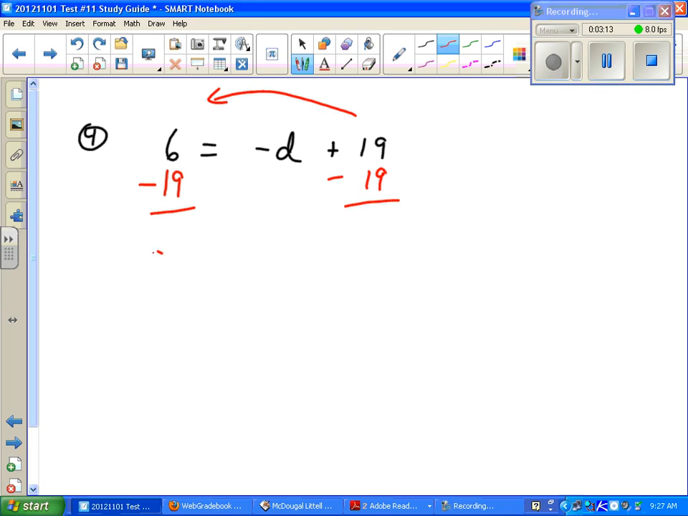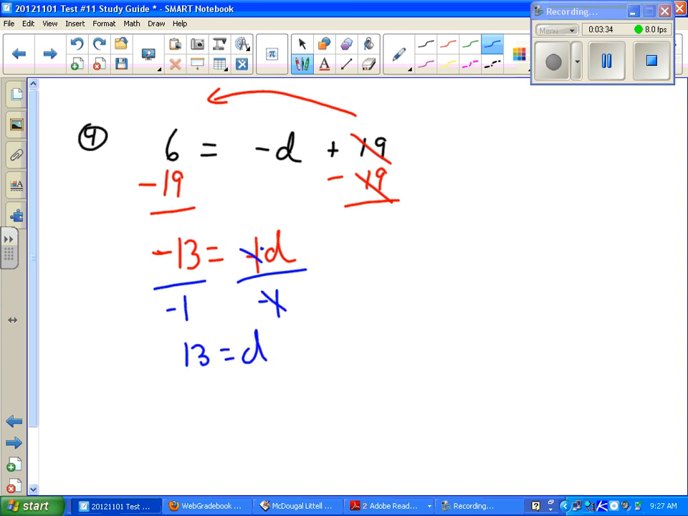6 minus 19 is negative 13 equals, bring your negative d down, cancel these out. That's the same thing as negative 1 times d. In order to undo times by negative 1, divide by negative 1. You're going to divide the right by negative 1, divide the left by negative 1. Negative divided by negative makes it a positive 13 equals, these will cancel and leave you with just d. So d equals 13.